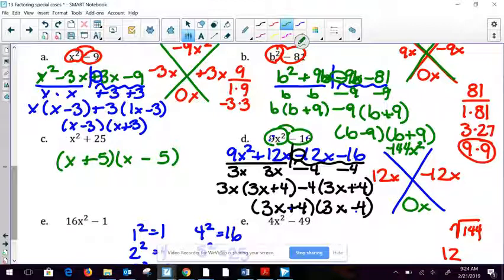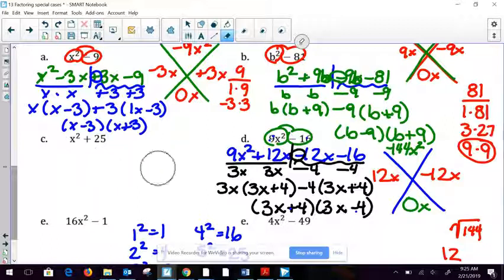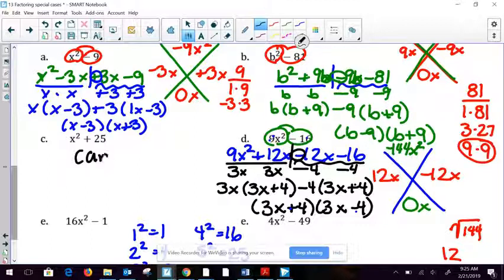But hold on a minute. Is this 25 negative? No, it's not. So this one right here is very, very special. It's our trick problem. You can't do it. Remember, we said that this number right here needs to be a negative, and it's not. When it's not a negative, it's not factorable. You can't do it. That is a trick. Don't let anybody trick you. Has to be a minus sign.